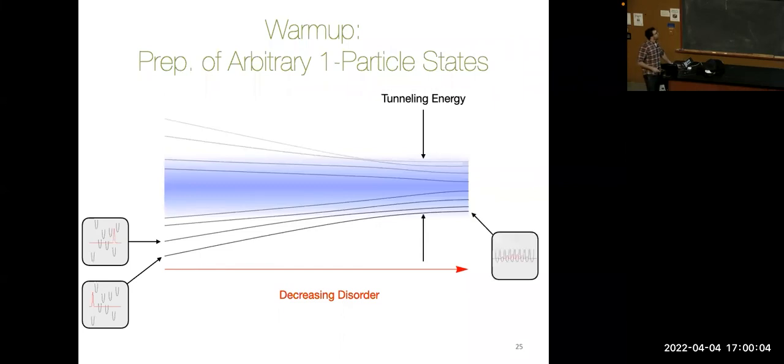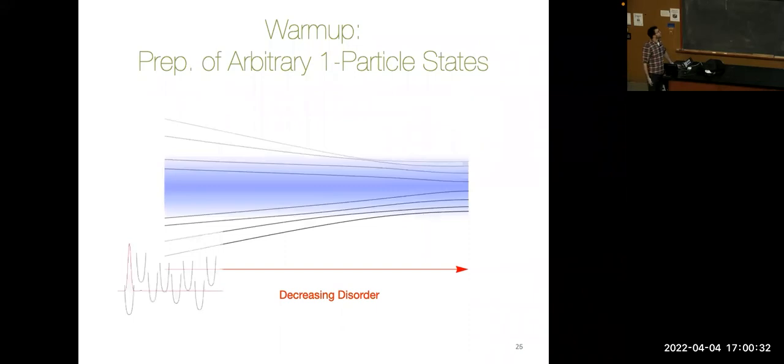Well, what you can see here is that this lowest energy state maps to the lowest energy state in the ordered lattice, which is some delocalized state, right? By this adiabatic theorem. So if I tune this disorder slowly enough, I can prepare the lowest energy state. If I put one photon into the second state here and I tune the disorder to zero, I can prepare the first excited state and so forth.